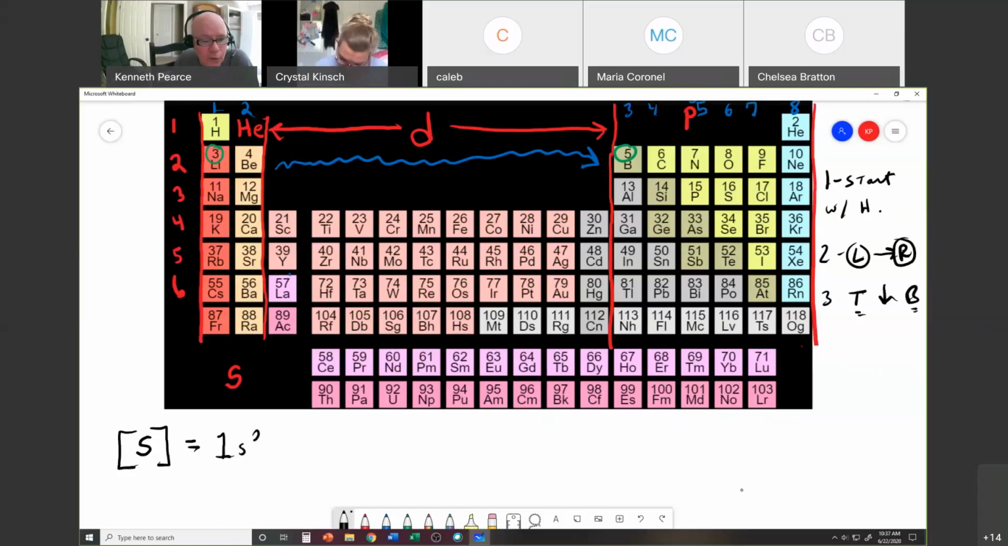S is 1s2. That's the first row. We go to the second row. We start with 2s2. We jump across to where neon is, and we go 2p6. That would take us to neon. Then we're heading to sulfur, so we jump down to the third row and we go 3s2. Then we count across to sulfur, 1, 2, 3, 4, and we say 3p4. That's what we're looking for, sulfur, right?